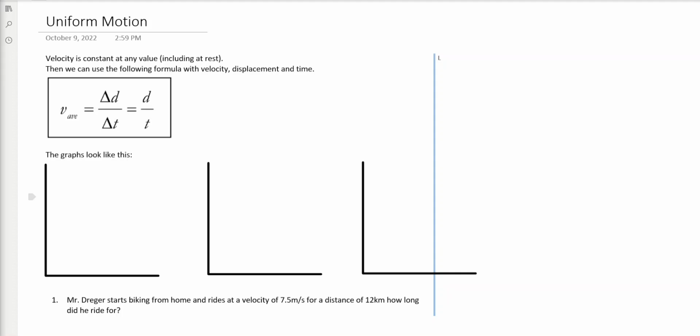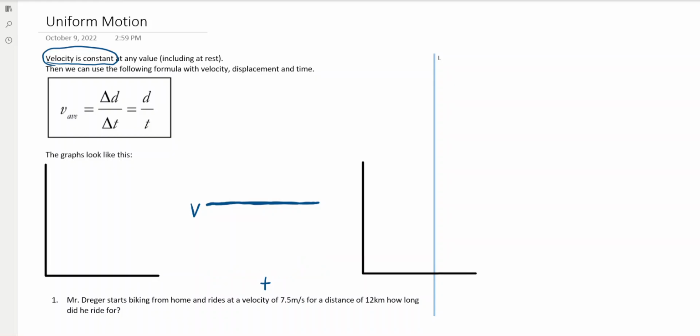So, first of all, uniform motion means that we have a constant velocity. So on a velocity versus time graph, that means velocity could be constant up here, or alternatively, velocity could be constant at 0, which is when we say it is at rest. Or it could be a negative value as well. So I guess we should change our graph a little bit, just to show that more clearly.